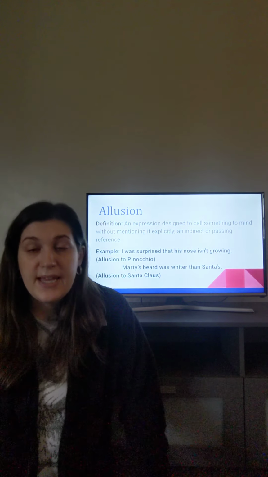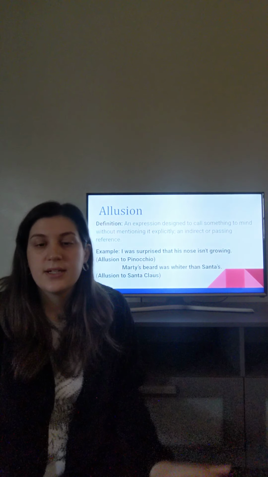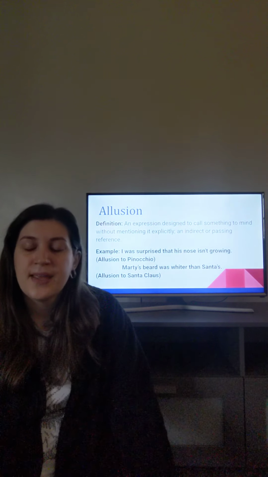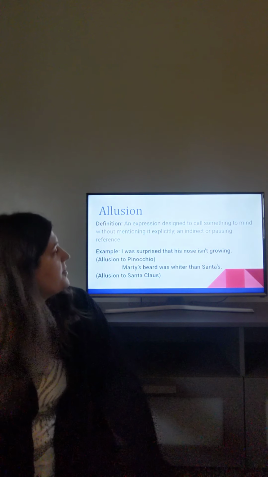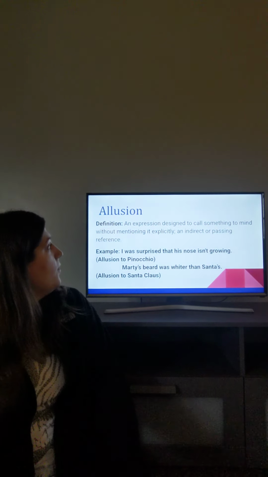Allusion. Okay, not illusion like a magic trick. Allusion with an A is like a passing reference. So an expression designed to call to mind something without mentioning it explicitly, or an indirect or passing reference. These are hard. These are really, really hard. I picked two sort of obvious examples, but a lot of times poets use them not obviously. They're hard to find. So the first one is, I was surprised that his nose isn't growing.